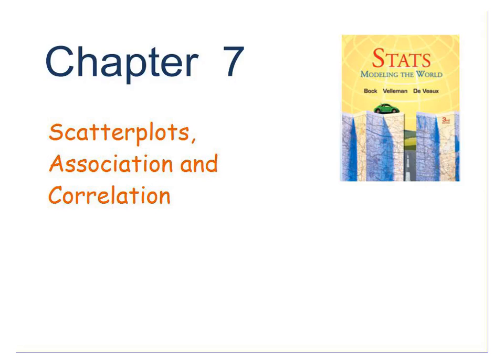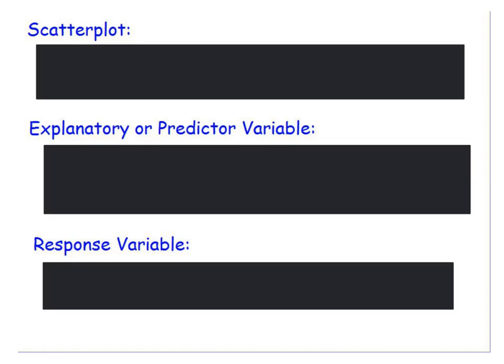Chapter 7, we are focused on scatter plots, association, and correlation. This chapter is focused on using data that has two columns, an X and a Y column, creating graphs, and then looking if there are relationships between those two variables. So we have quite a bit of vocabulary to start with, so let's get started with some vocab.